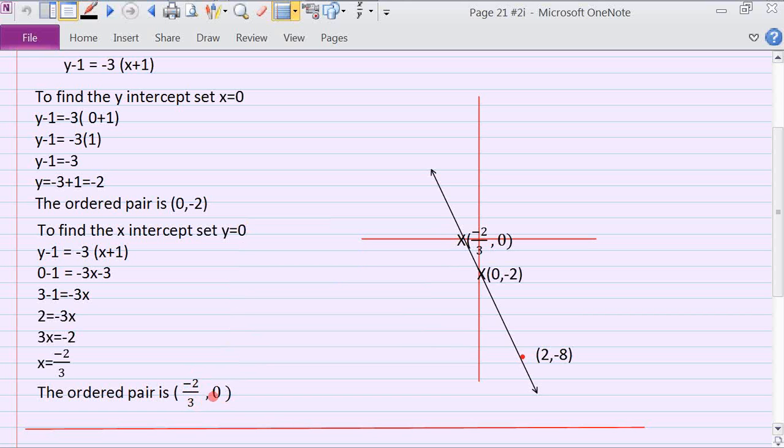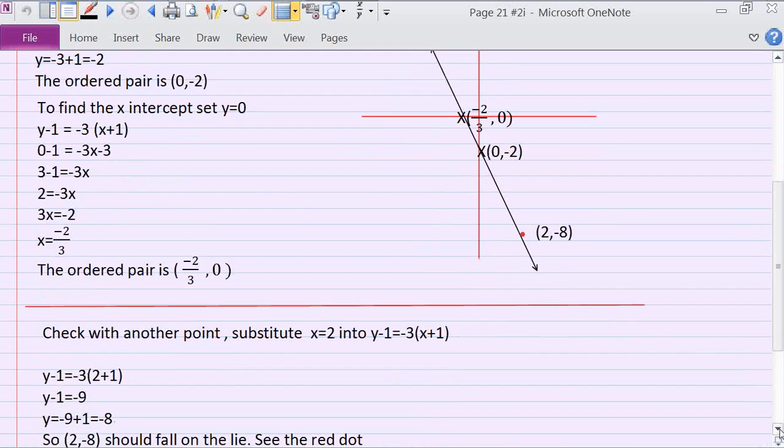I've set the y to 0, and I found the x was minus 2/3. So minus 2/3 is not yet minus 1. It's a little short of minus 1. So approximately here, I connect these 2 points, I get the straight line for the equation y minus 1 equals minus 3x plus 1. So now I have 2 points, as I said. I've connected them, extended the line.